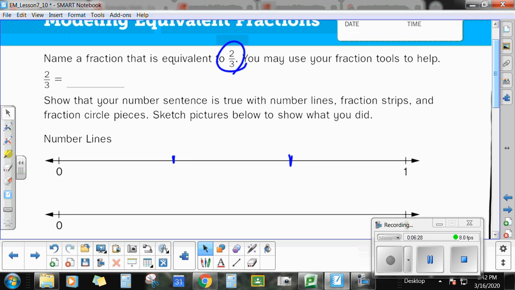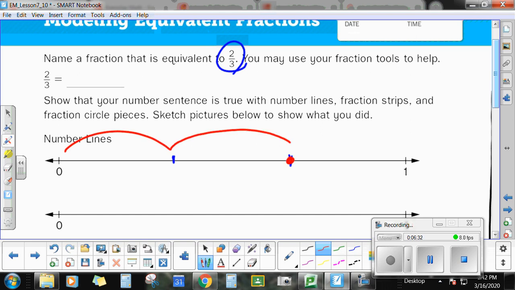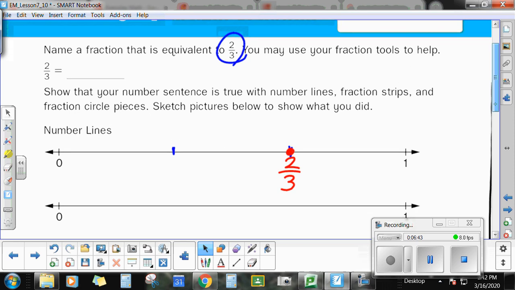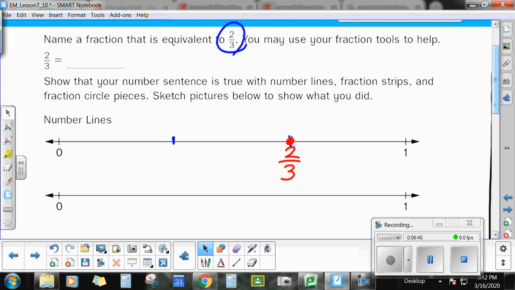Okay. Now to model 2/3. 1, 2 out of 3 pieces. My 2/3 is right here. Okay, so now to find an equivalent fraction, let's make another fraction down below. What can we turn our thirds into? We talked about when we were making these fraction strips and making our number lines and our fraction circles, we talked about how we can make thirds into sixths, right?